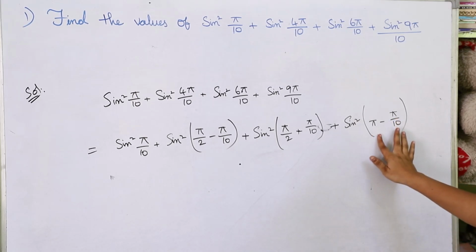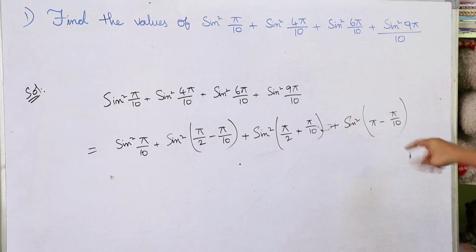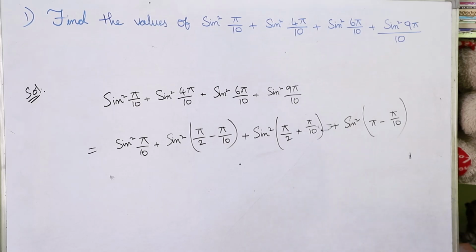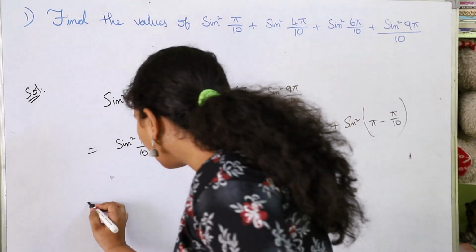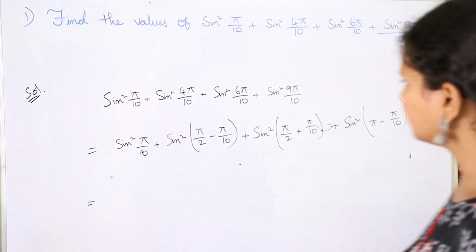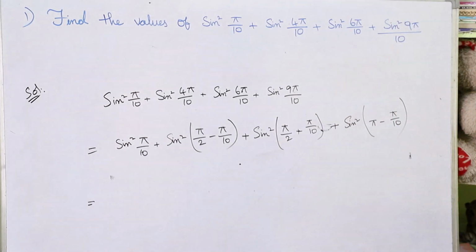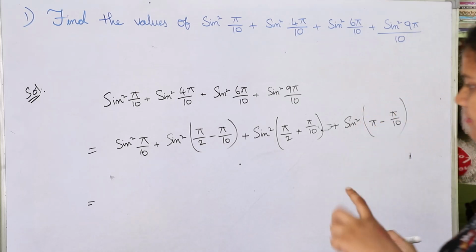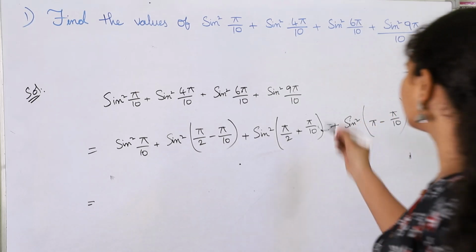So that's what I have written this value like this, where 9 pi by 10 as pi minus pi by 10. Clear? Very good. Now guys, let's go for the next one here. Here comes the trigonometric ratios. Now guys, the very first ratio we know is sine 90 minus theta.